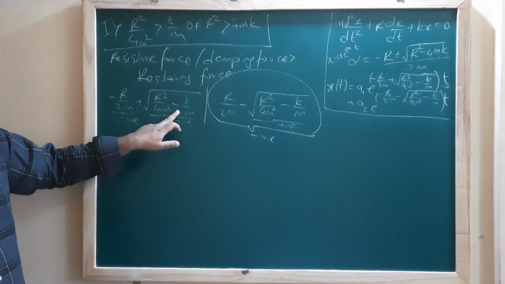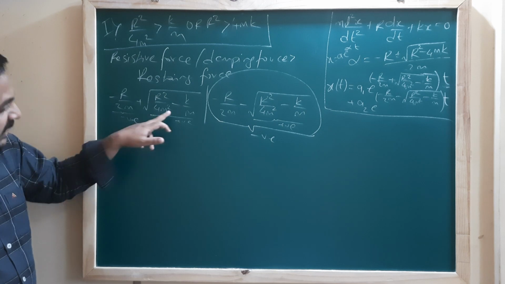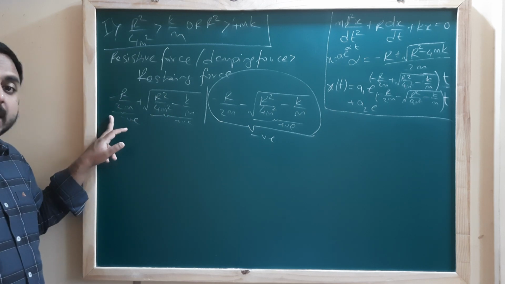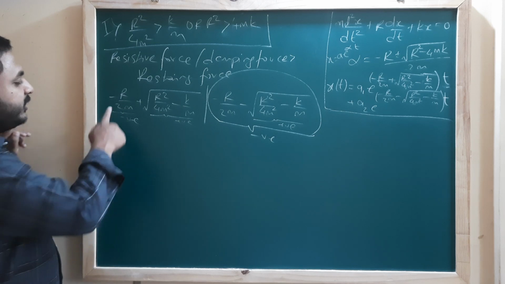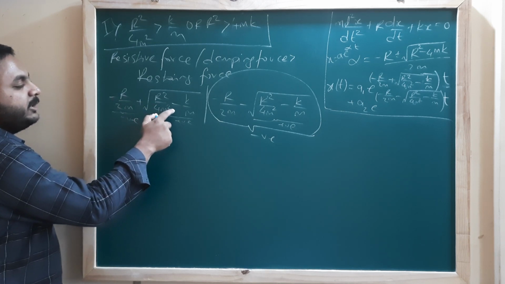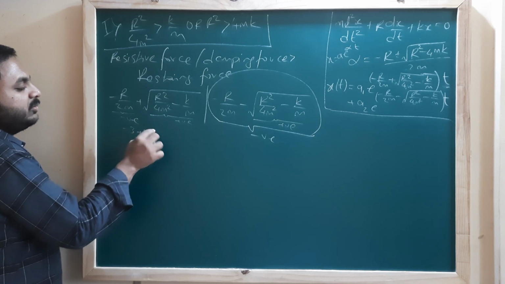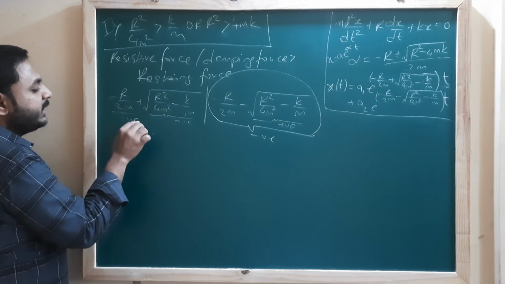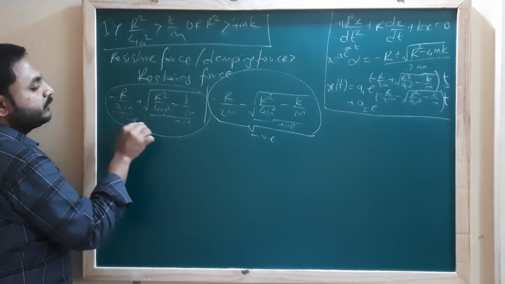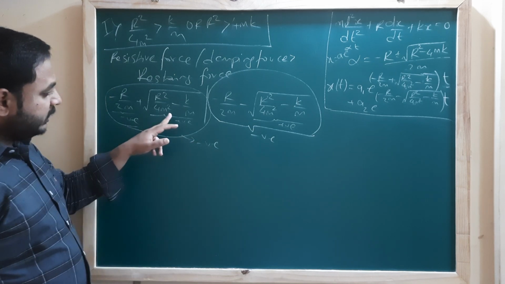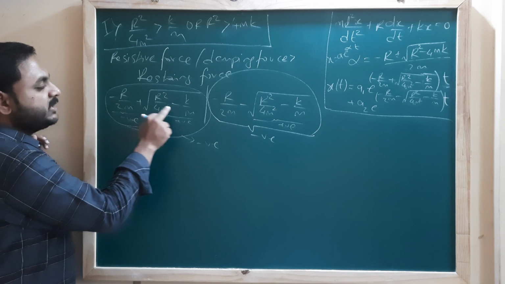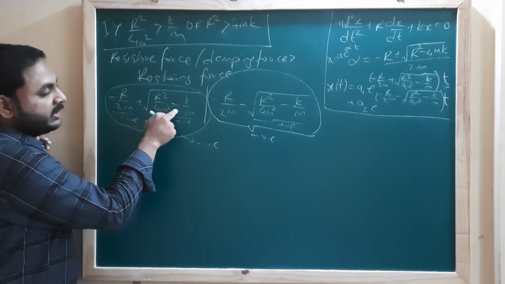Here, this is positive, this is negative. Second term is positive, first term is negative. But which is greater? This term is greater. So for example, if this is 3, this will be 2. So minus 3 plus 2 will again give you a negative number. So again, the whole term together becomes negative. Okay. How does this term become negative? Because this term is greater than this term.